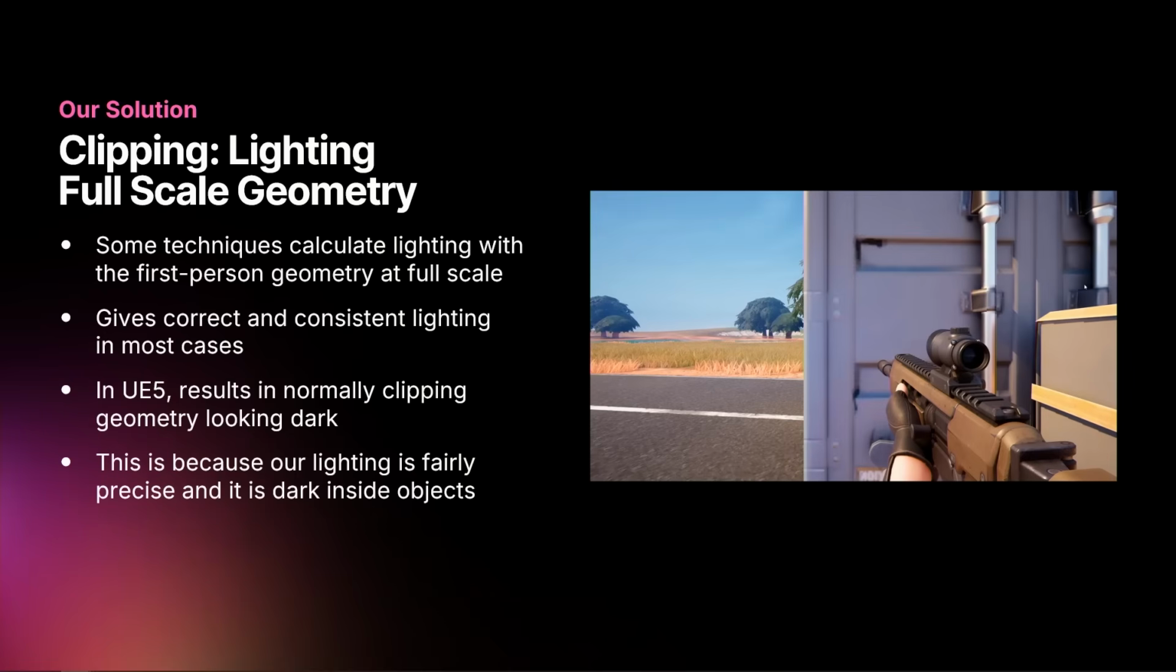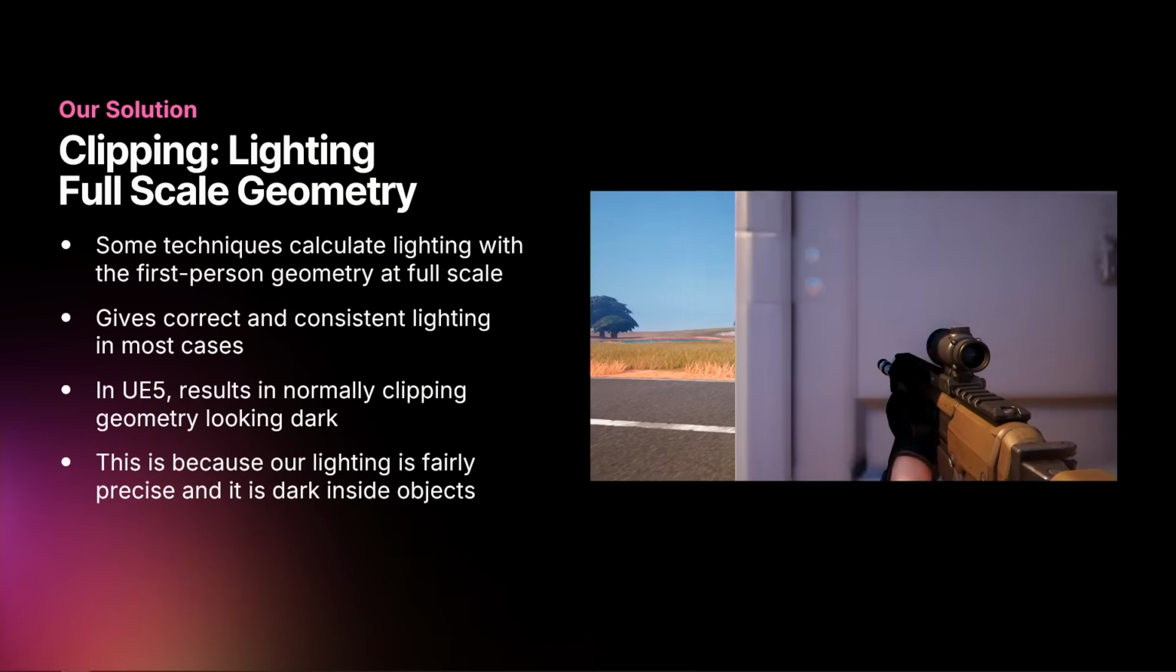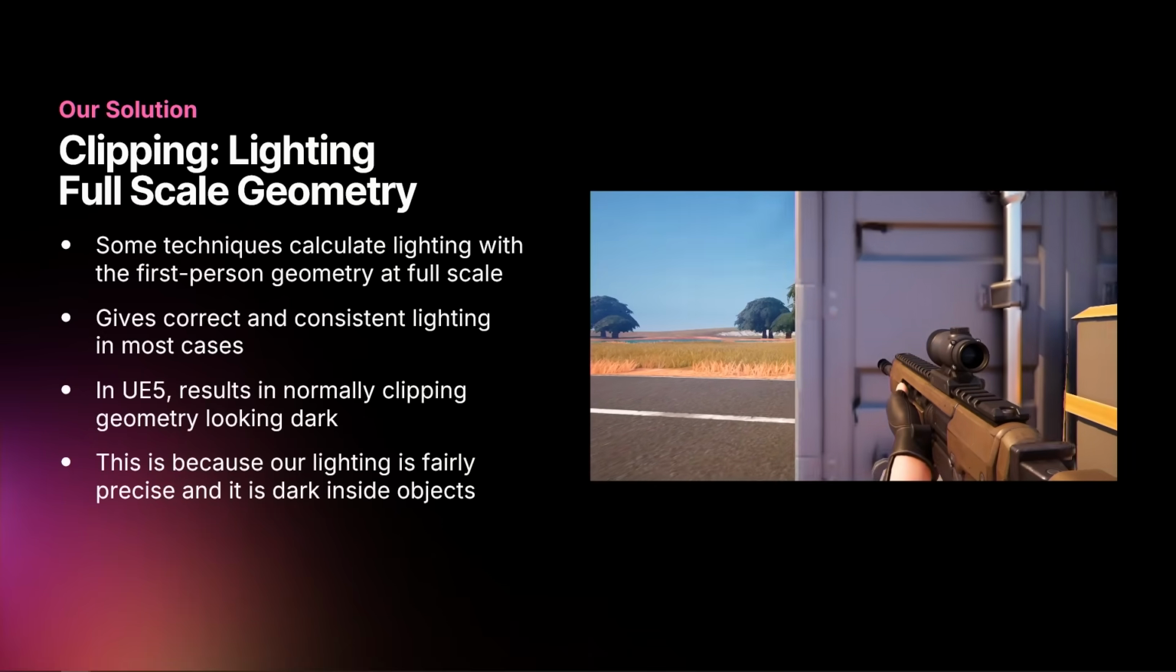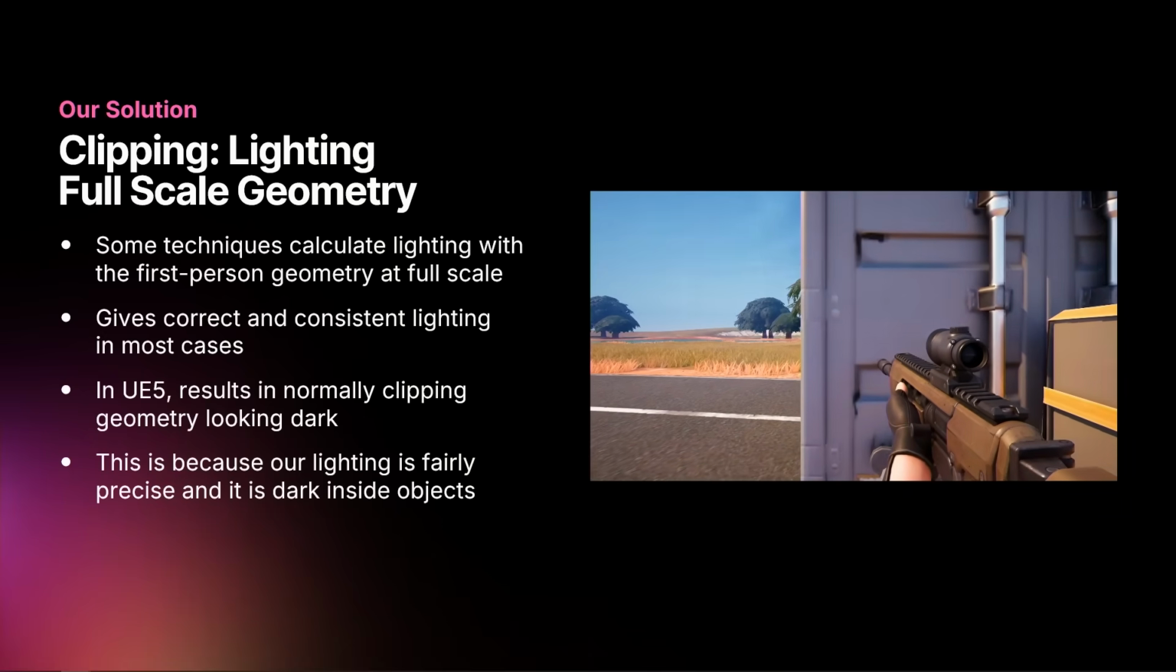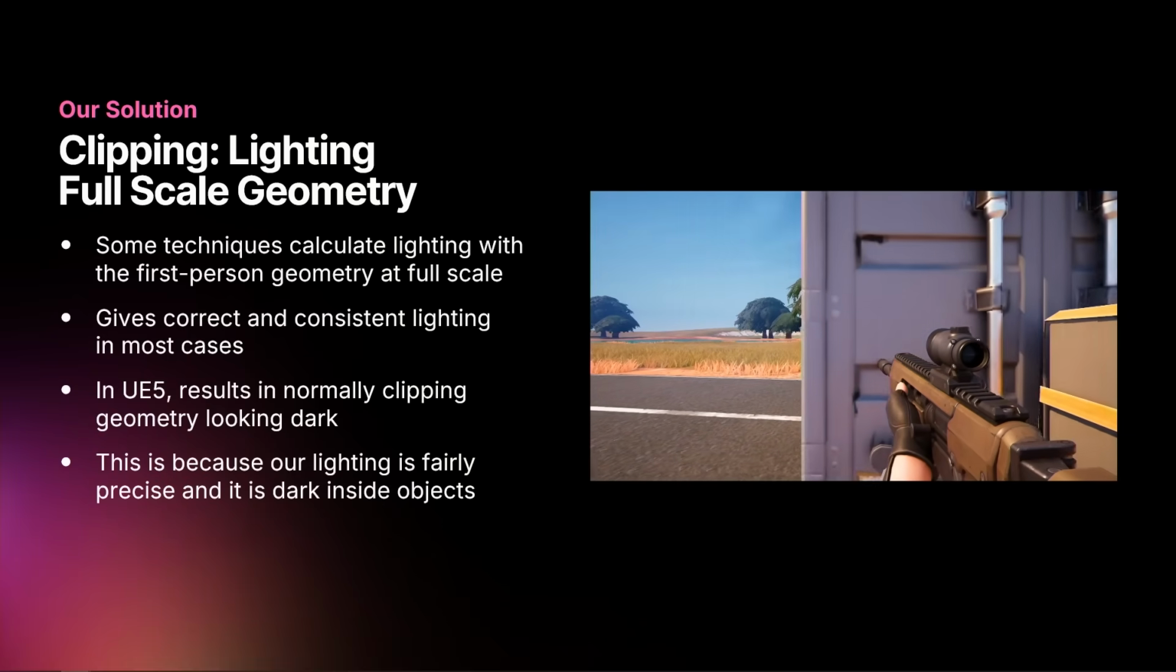So I have a video here of this. Okay. You can see as I move into the geometry, it gets dark. Also, I implemented this with the stencil trickery I talked about earlier. So if you pay attention to the scope, it disappears because that is being depth culled.